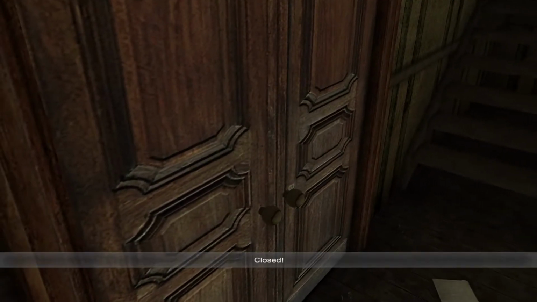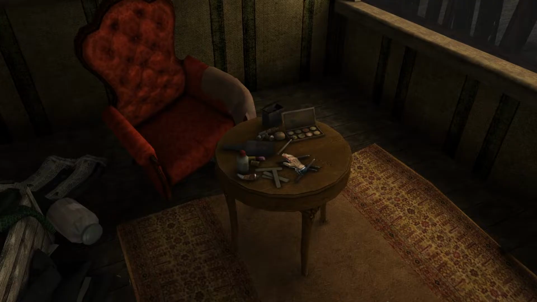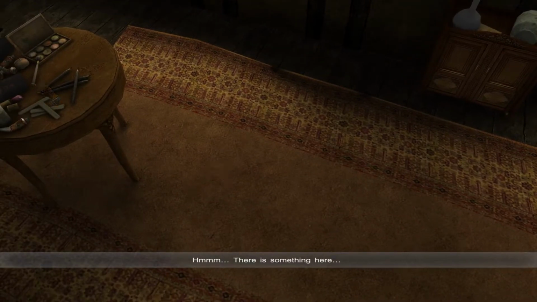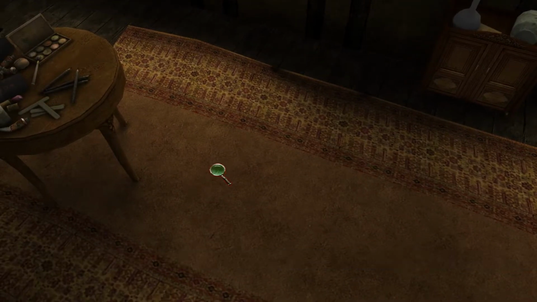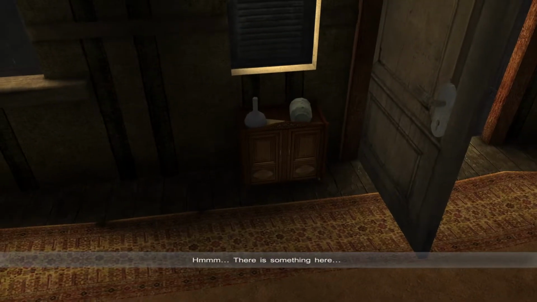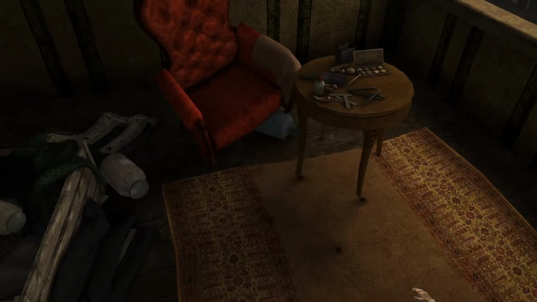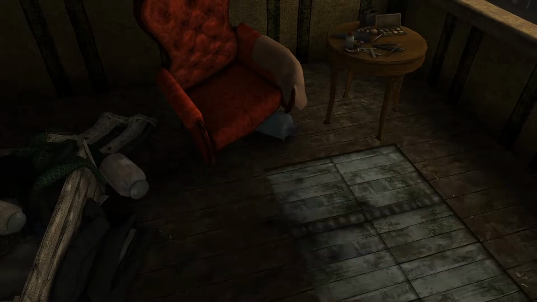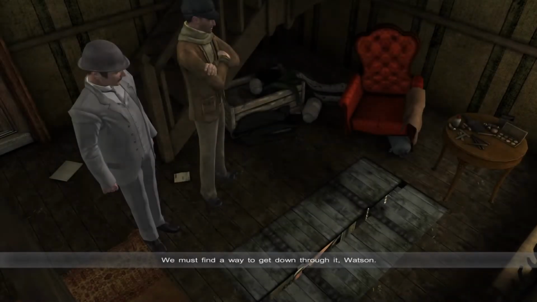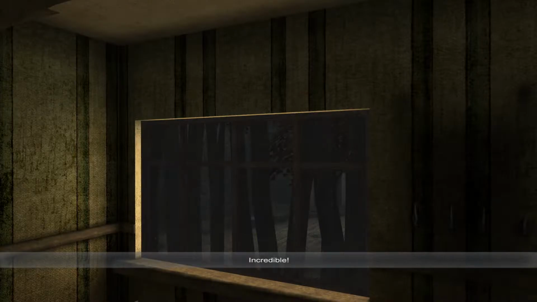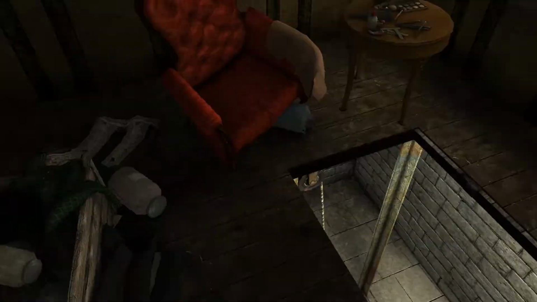Don't know. Closed. Okay, that's closed and probably can't open it. What? There's something here. Okay. Oh! A trapdoor. We must find a way to get down through to our side. Incredible. Yes, yes it is.